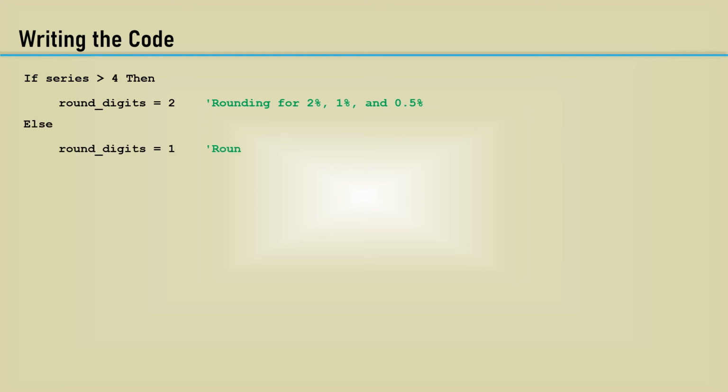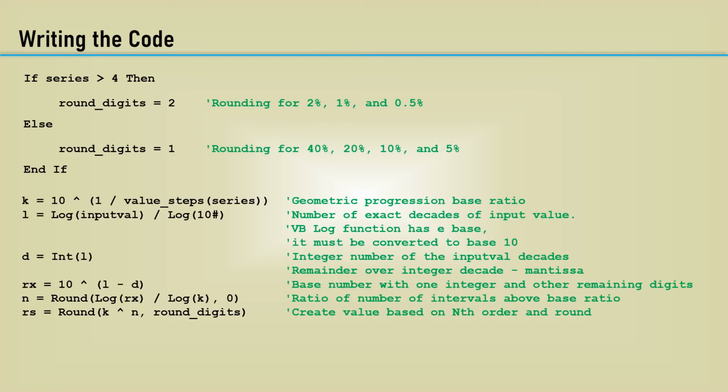Another thing we need to do is determine how many digits to round. If the series is greater than 4, or E24 or higher, I set the round digits variable to 2. Elsewise, it's 1. The code for computing the closest value is the same as before with the E96 series, except that instead of hard coding a 96 here, I use the value steps array variable that is of the applicable input argument series.